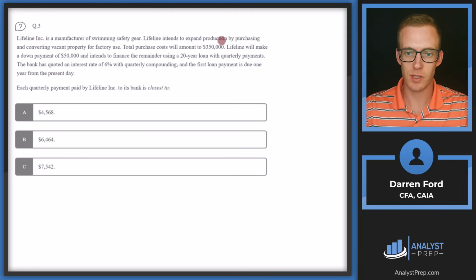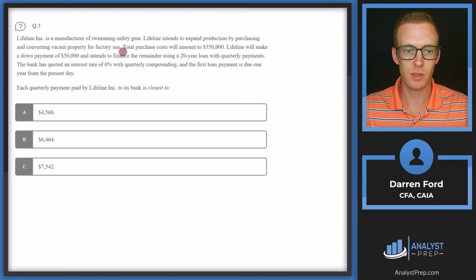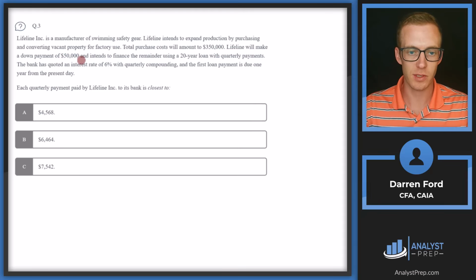Lifeline intends to expand production by purchasing and converting vacant property for factory use. The total purchase cost will amount to $350,000. Lifeline will make a down payment of $50,000, so it's going to be a $300,000 loan. It intends to finance the remainder using a 20-year loan with quarterly payments. The bank has quoted an interest rate of 6% with quarterly compounding, and the first loan payment is due 1 year from the present day. Each quarterly payment paid by Lifeline Incorporated to its bank is closest to.